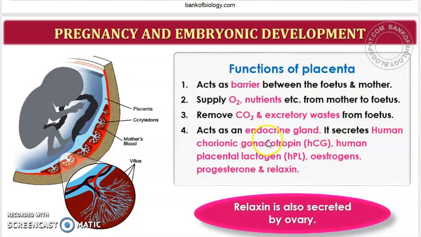It is acting as an endocrine gland or tissue, and it secretes substances like human chorionic gonadotrophin, which is also called HCG, then human placental lactogen, which is HPL, and the estrogens, progesterone, and a hormone which is called relaxin. Okay, and this hormone relaxin is seen in the later stage of pregnancy, and it is secreted by the ovary also. Along with the placenta, the ovary also helps in secretion of the hormone called relaxin.